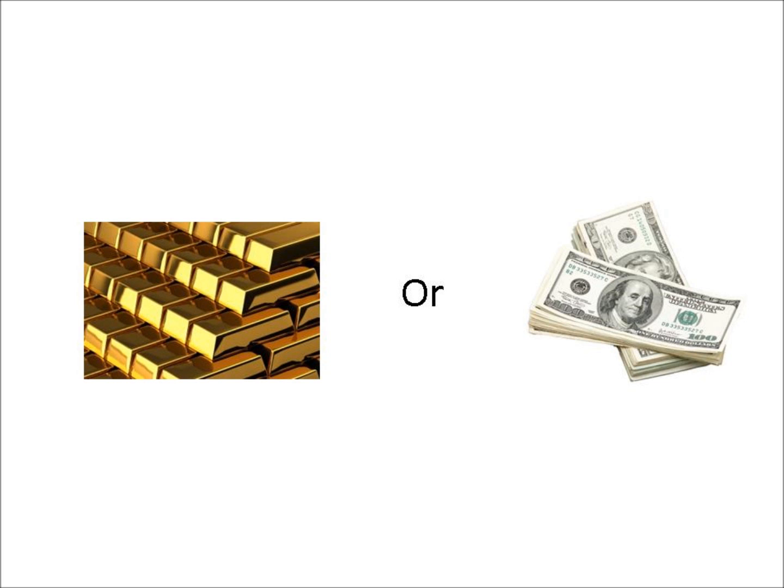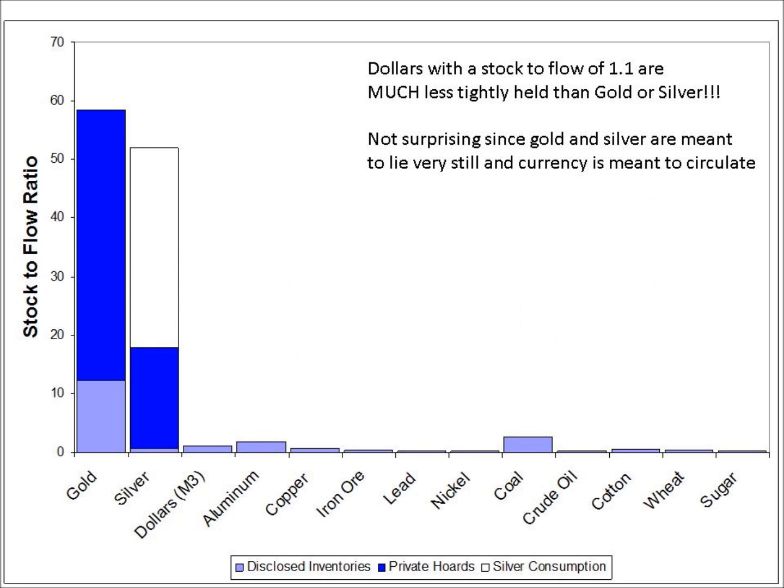People who want to save money generally have a choice. They can choose between currencies and saving in precious metals like gold and silver. But have you ever stopped and wondered, which gives value to which? This is a chart I introduced in my last video. It's the stock to flow for various items.